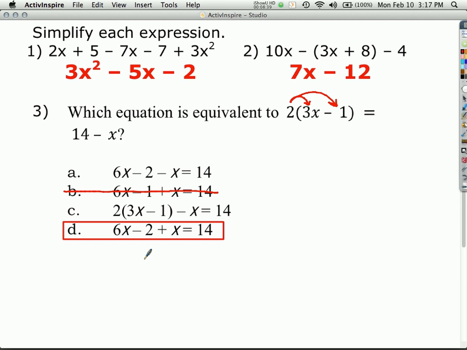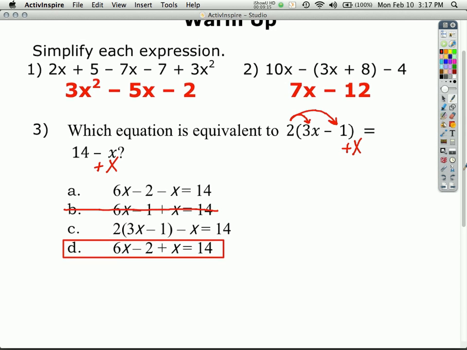What would the second step be? Second step. Brian? Yeah, you have to get this x to jump to the other side, so we add x to both sides. And that's where this comes from. So even though this looked like it's almost the same, this is a minus x and this is a plus x, this is also a minus x, this is the only one that will work. Okay? Comments, questions about that?